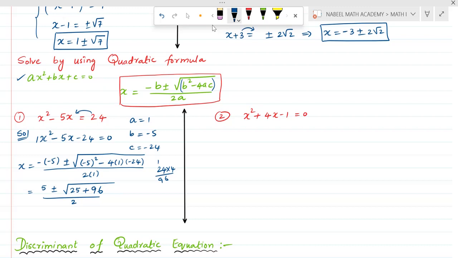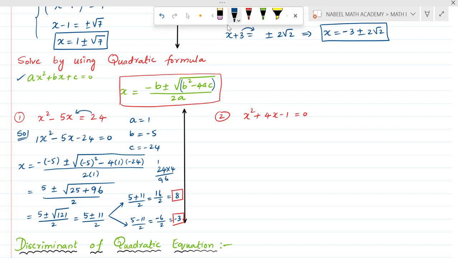So if you simplify this, you will get 5 plus or minus root 121. What is the square root of 121? It is 11. So you will get two values. What are the two values? One is 5 plus 11 over 2, the other is 5 minus 11 over 2. So 16 over 2 is equal to 8, and minus 6 over 2 is equal to minus 3. So these are the two solutions you have.